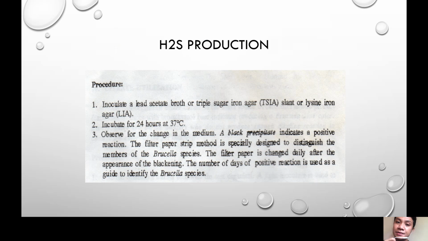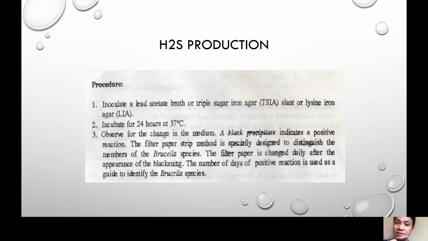Okay, then we have your hydrogen sulfide production. H2S production will be identified here as the blackening of your colony. We can manifest our H2S production for bacteria through your triple sugar iron agar. You could also have your Kligler iron agar. You could also manifest that one through your lysine iron agar. That one is being provided here by the ferrous sulfate and ammonium thiosulfate, that would help you identify the H2S production with the blackening of the colony.